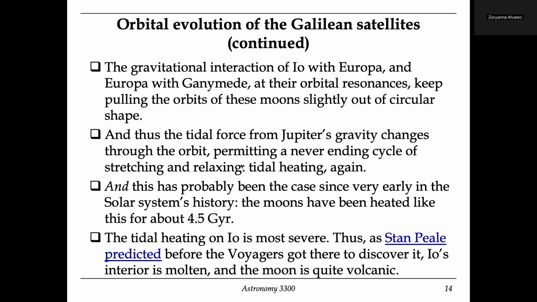Okay, gosh. The interaction of Io with Europa with Ganymede keeps them out of their circular shape. Right? They're not allowed to be circular. They keep getting tugged and pulled.